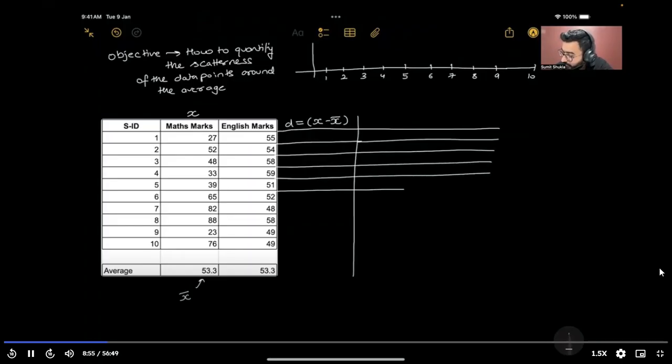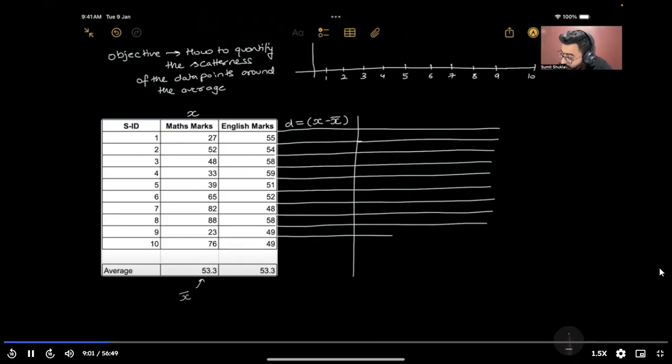And I'll be using my calculator. You guys can also use your calculators, because if you do it along with me, you will be able to learn it and understand it much faster, right? So I'll be using my calculator. What we need to do is just subtract 27 minus 53.